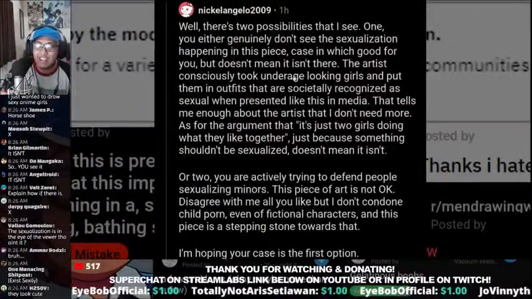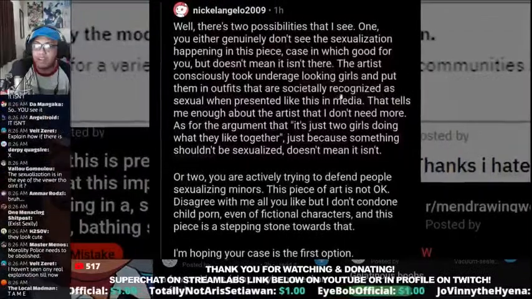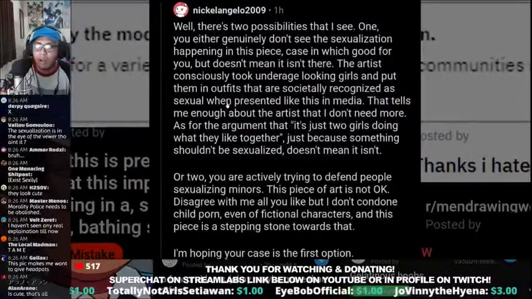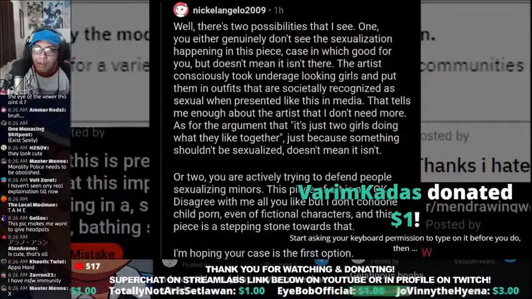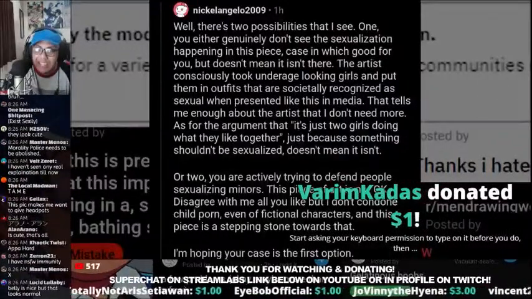The artist consciously took underage-looking girls and put them in outfits that are societally recognized as sexual. It is also an outfit that is used to swim when they are swimming in a beach.